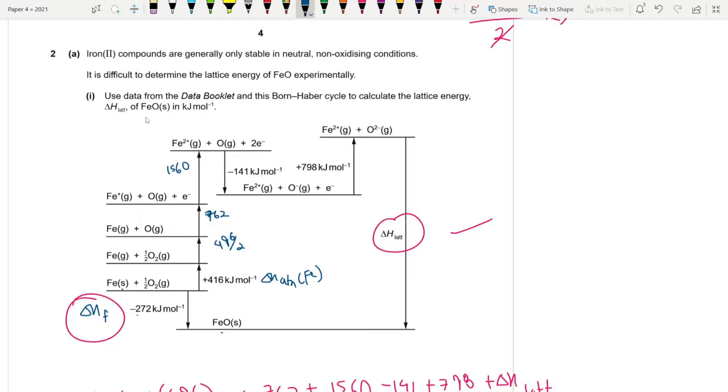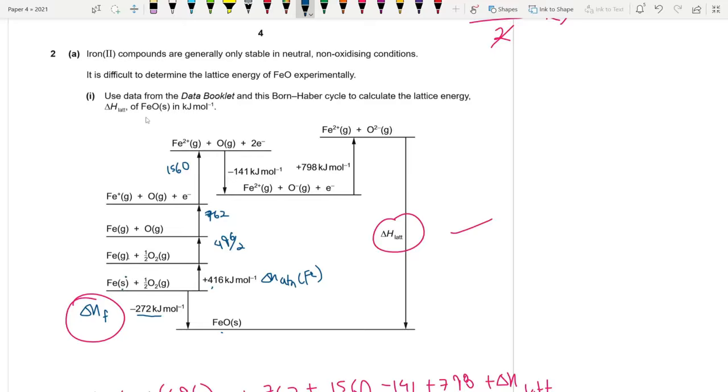So this minus 272, as you can see, is the enthalpy of formation, the direct route from the elements. The enthalpy change when 1 mole of a compound is formed from its elements in their standard states under standard conditions. That's the enthalpy of formation. What's the other route? Basically, look at this plus 416. This is the enthalpy of atomization of iron. Iron was converted from solid to gas.